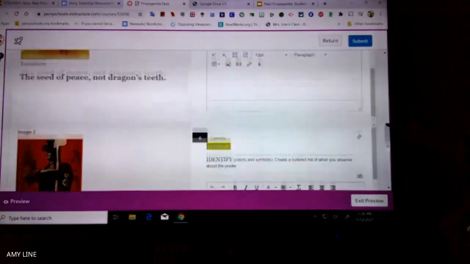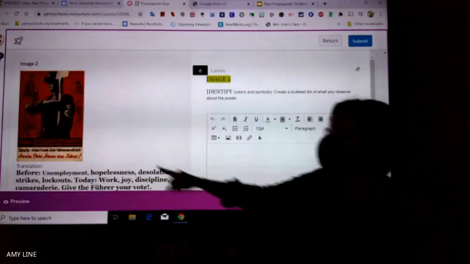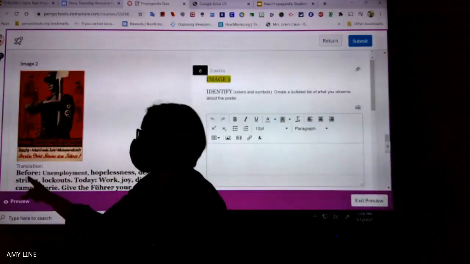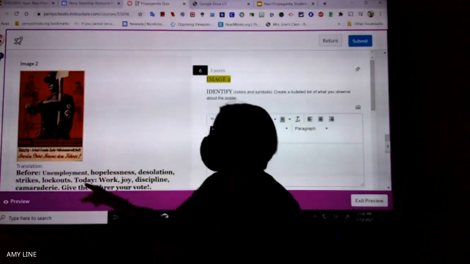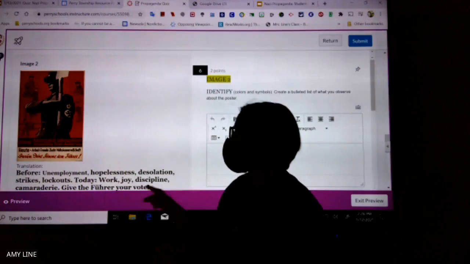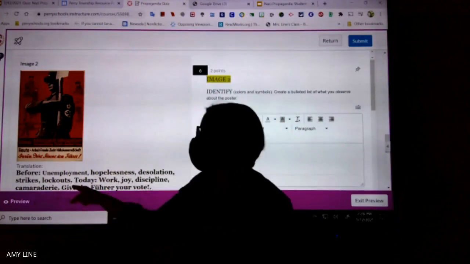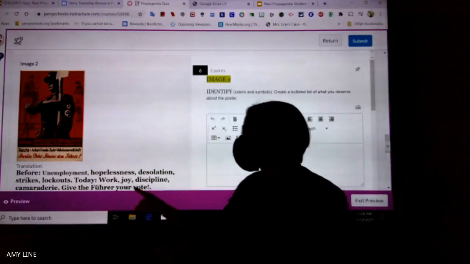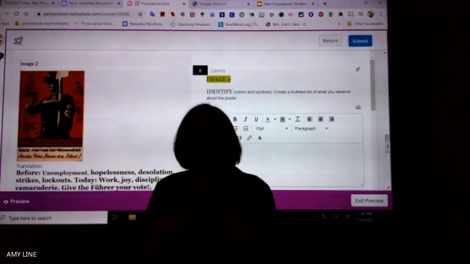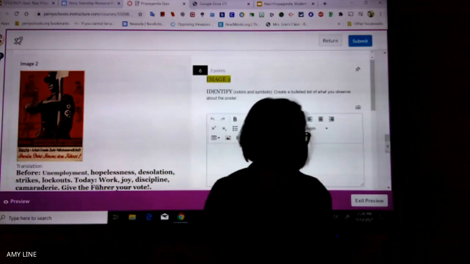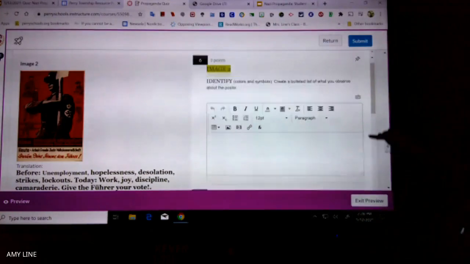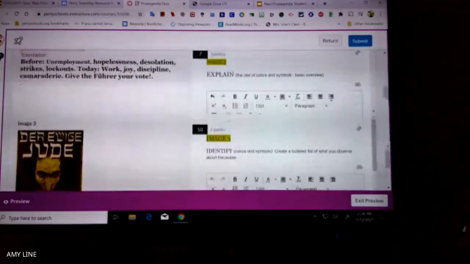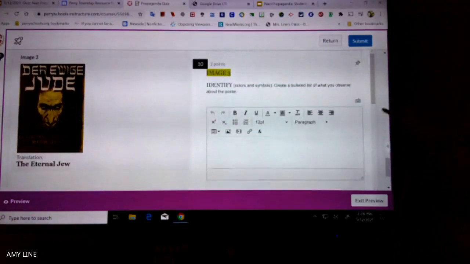Okay? So image number 2 is this one. And our translation says, before, unemployment, hopelessness, desolation, strikes, lockouts. Today, work, joy, discipline, camaraderie. Give the Fuhrer your vote. So camaraderie is like friendship, and the Fuhrer is Hitler. Okay? So the Fuhrer is Hitler, and camaraderie is that friendship, getting along.